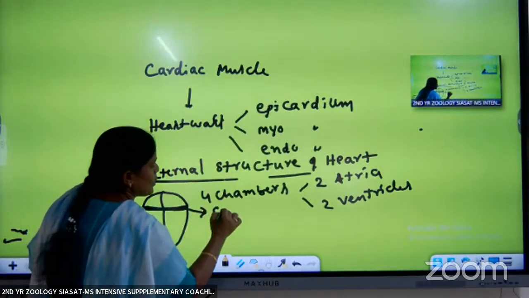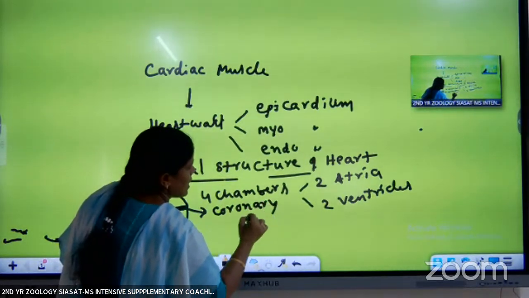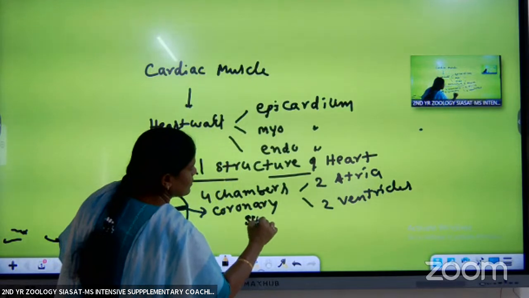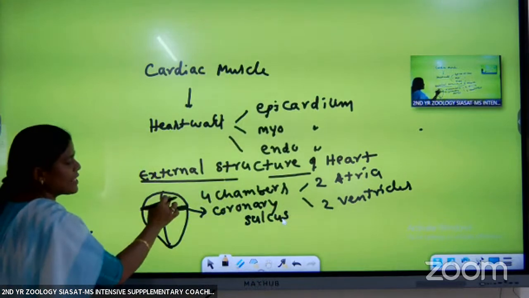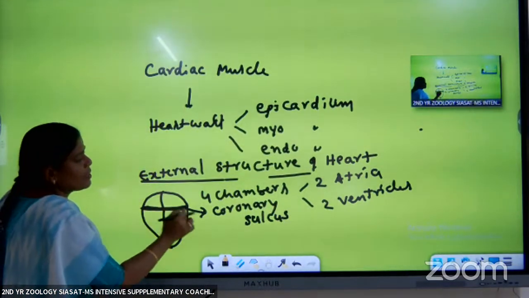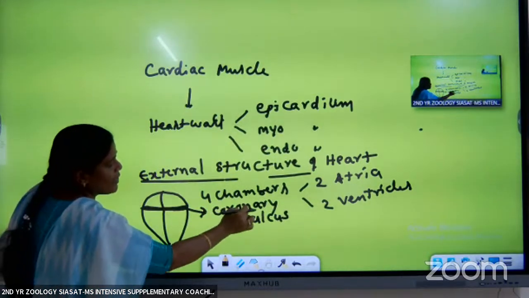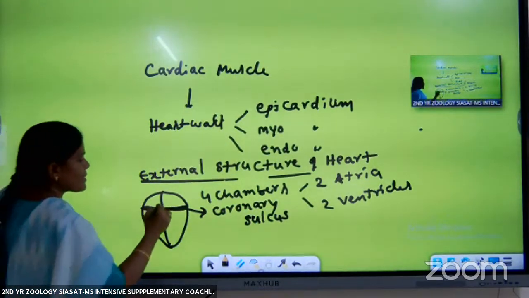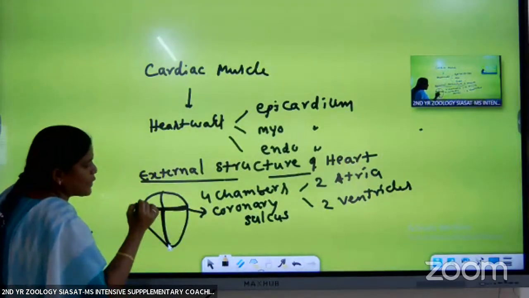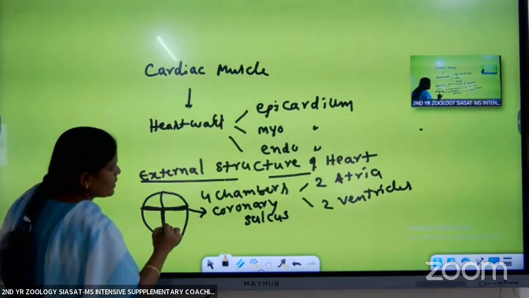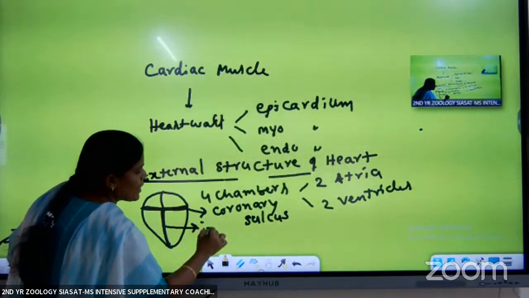That we call the coronary sulcus. The coronary sulcus is visible between the atria and ventricles. It is a horizontal groove that appears there, and we call it the coronary sulcus. Next, down between the two ventricles, one more groove is visible longitudinally, that we call the interventricular septum.